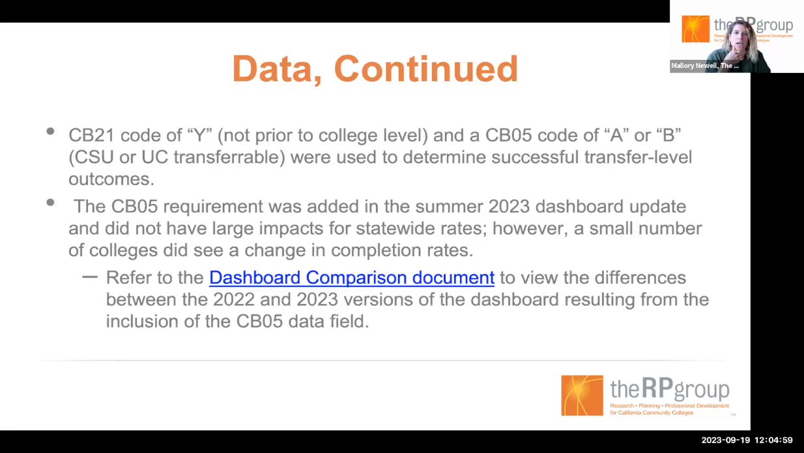The CB05 addition is somewhat new. It was added with this most recent update for the 2022 cohort. If you wanted to see the comparison of how the addition of the CB05 changed things, it didn't change the rates at the statewide level, but there were some small differences at the college level, and we disaggregate those in the dashboard document, which is available on one of the pages on the dashboard itself.